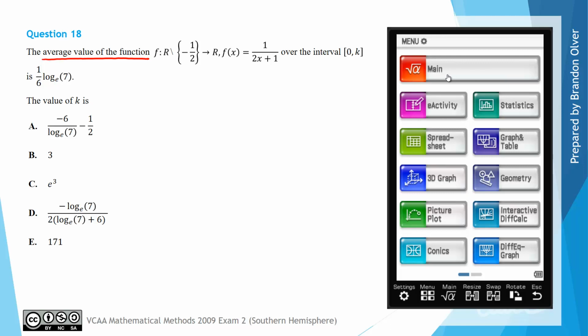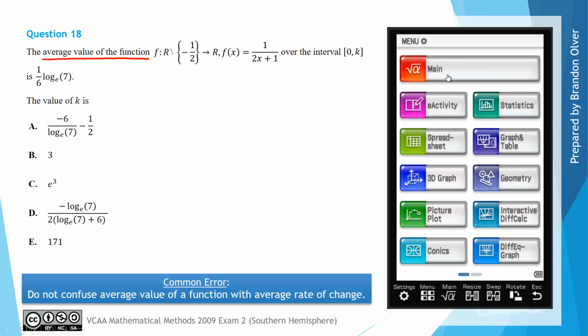So there's a fair bit going on in this question, but the crux of it is that we're interested in the average value of this function. An important note of a common error that comes up often is that people confuse the average value of a function with the average rate of change of a function. So just make sure that we're dealing with an average value for this question. And we know that the average value of a function over an interval a to b is given by 1 divided by b subtract a times the integral between a and b of f of x dx.